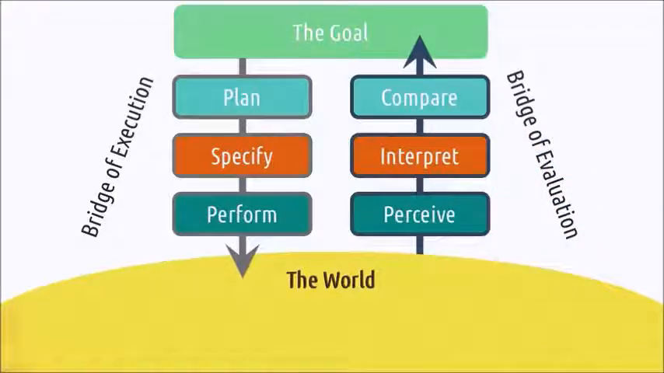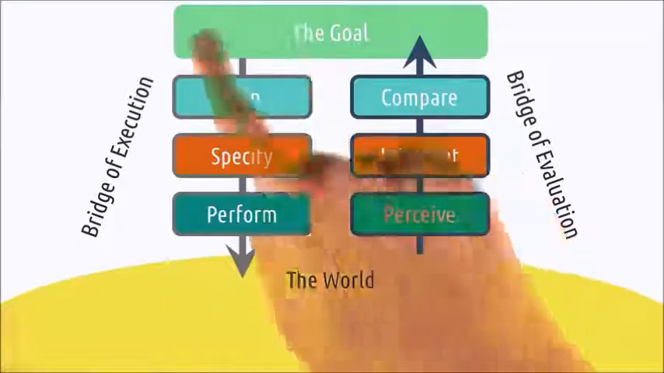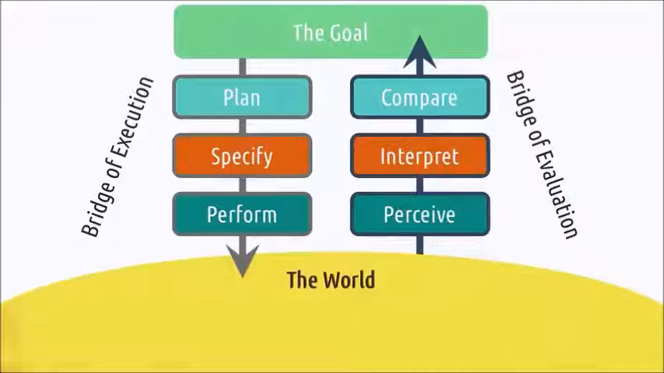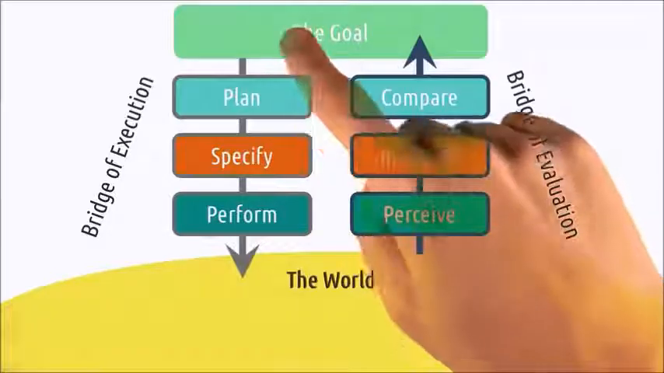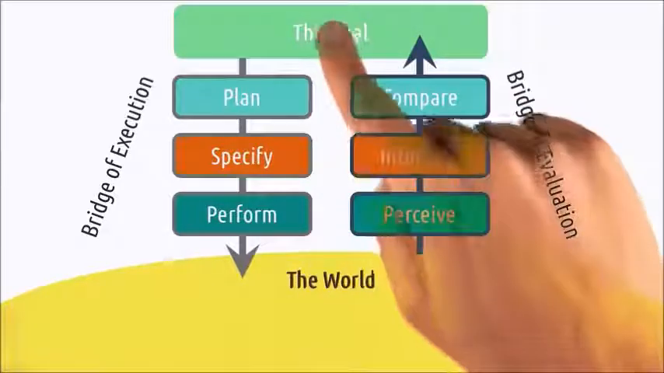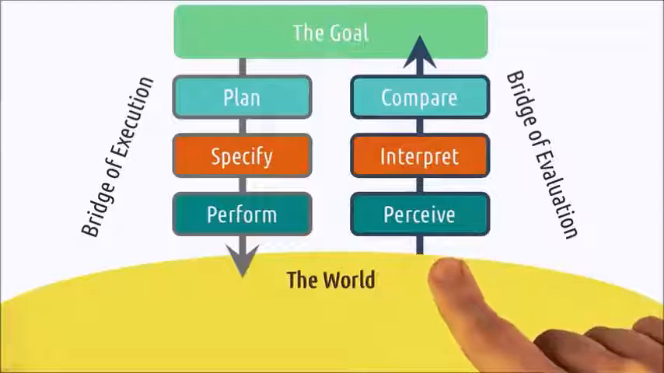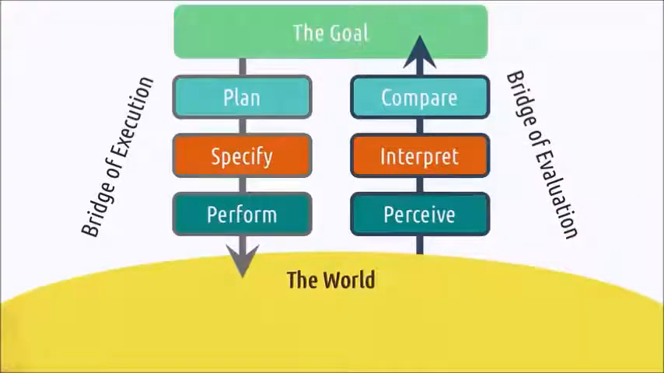This diagram also changes our terminology a bit, and with good reason. We see a bridge of execution and a bridge of evaluation. The reason for that is these behaviors specifically bridge the gulf between the goal and the world. They're what the user has to do to make the world match their goal, and then confirm that the world now does match their goal. Norman uses these stages to introduce 7 questions that we should ask ourselves when we're designing interfaces.